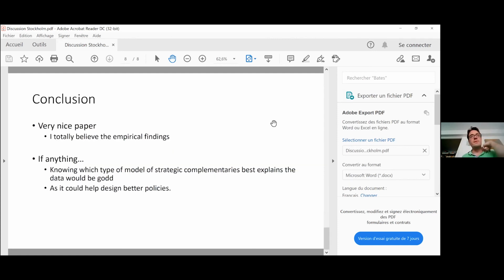And so with this, let me conclude. I think it's a very, very nice paper. I totally buy the empirical findings. That's why I did not spend any time discussing them. And well, if anything, I would like to have a bit more theoretical structure to know what models of strategic complementarities best explain the data, and what policies could be designed based on these theoretical insights. Thanks a lot.